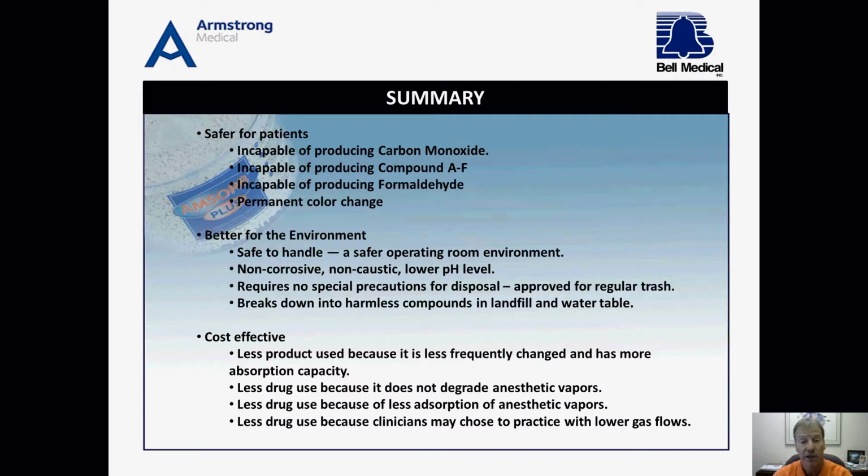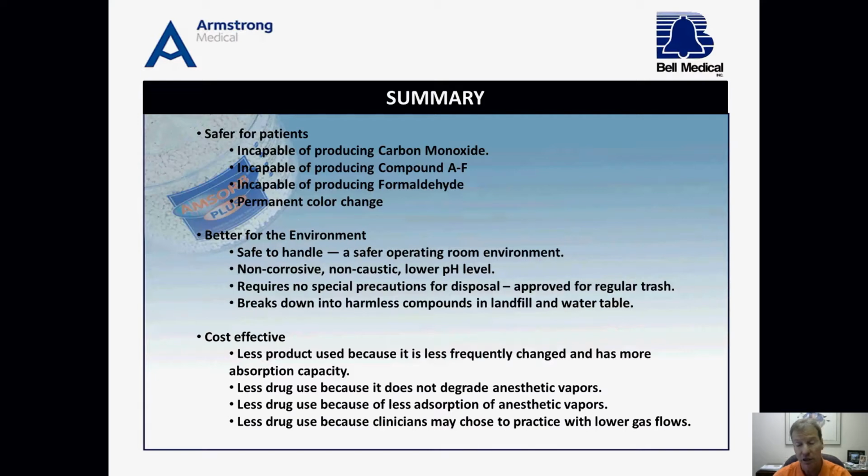So kind of in summary, Amsorb Plus is safer for the patients because there's no toxins. It also offers permanent color change. It's better for the environment because it has a lower pH. It's not caustic. It's not corrosive, whereas other soda limes are. It's safer to handle in the operating room. You don't have to worry about breathing in a caustic dust. It requires no special precautions.